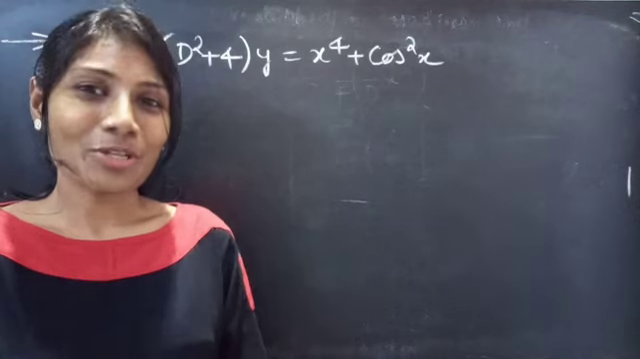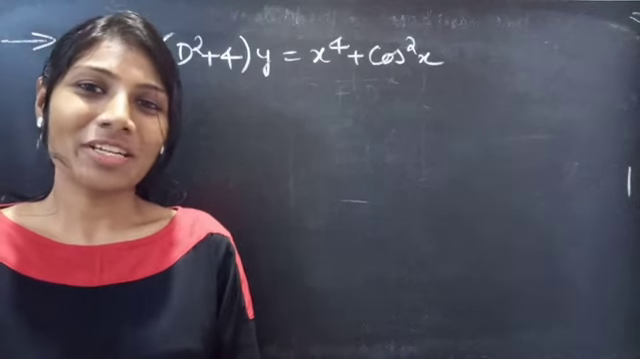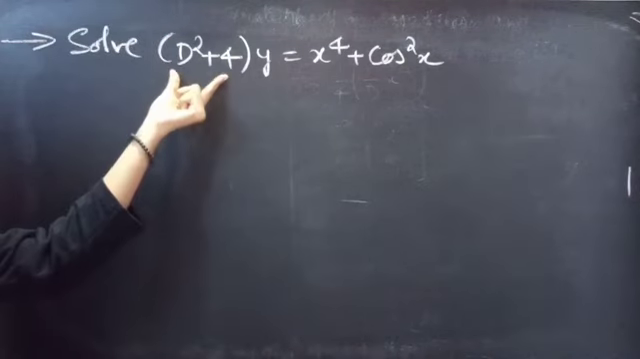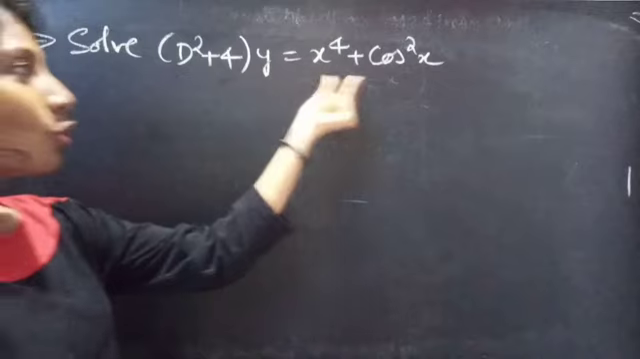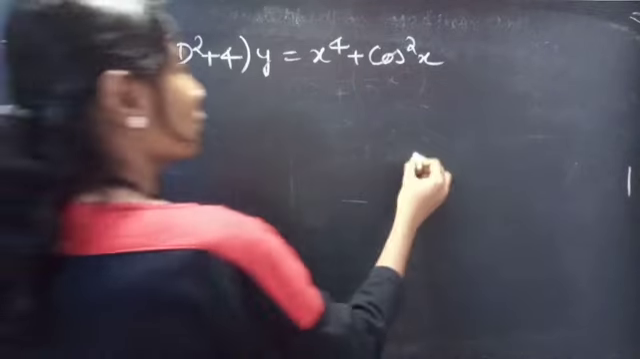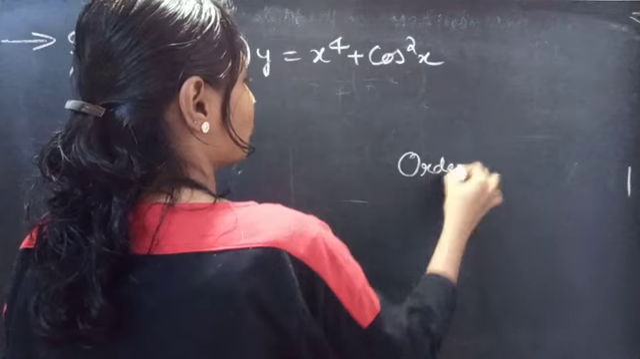In this video, we are going to solve a differential equation from higher order linear differential equations. So let's get going. Problem: solve (D square plus 4) y equals x power 4 plus cos square x. Firstly, let's find the order and degree of the given differential equation.